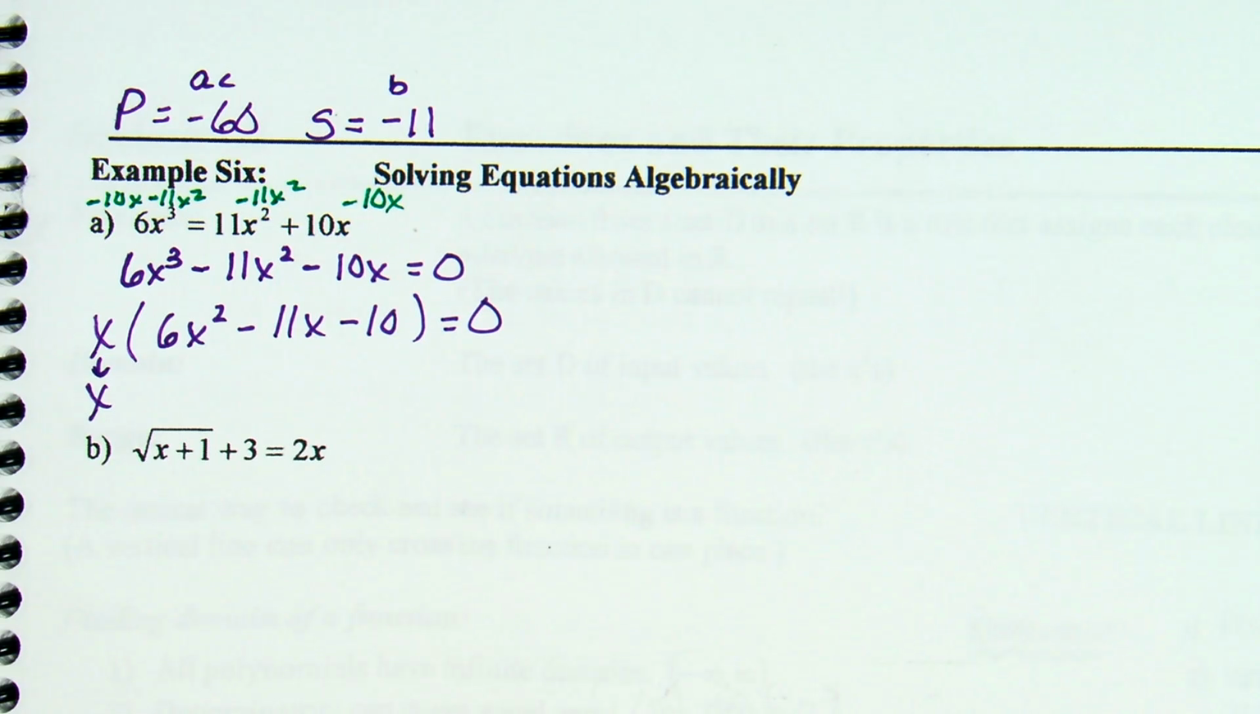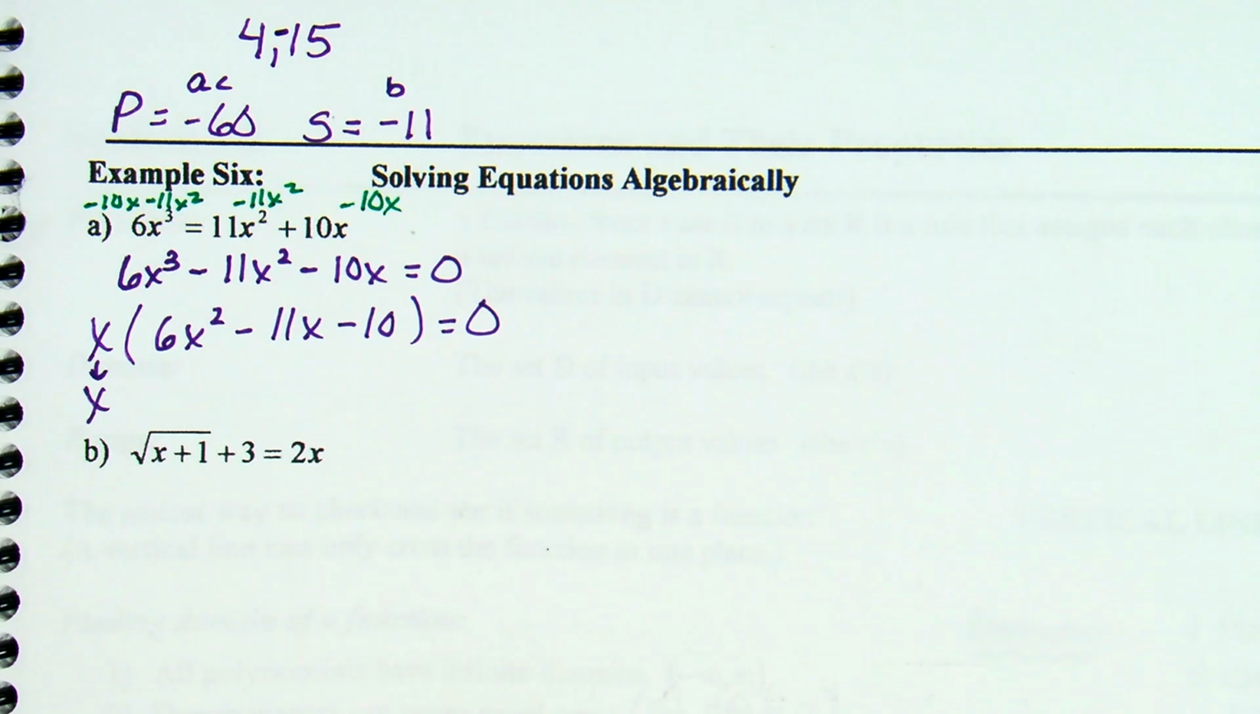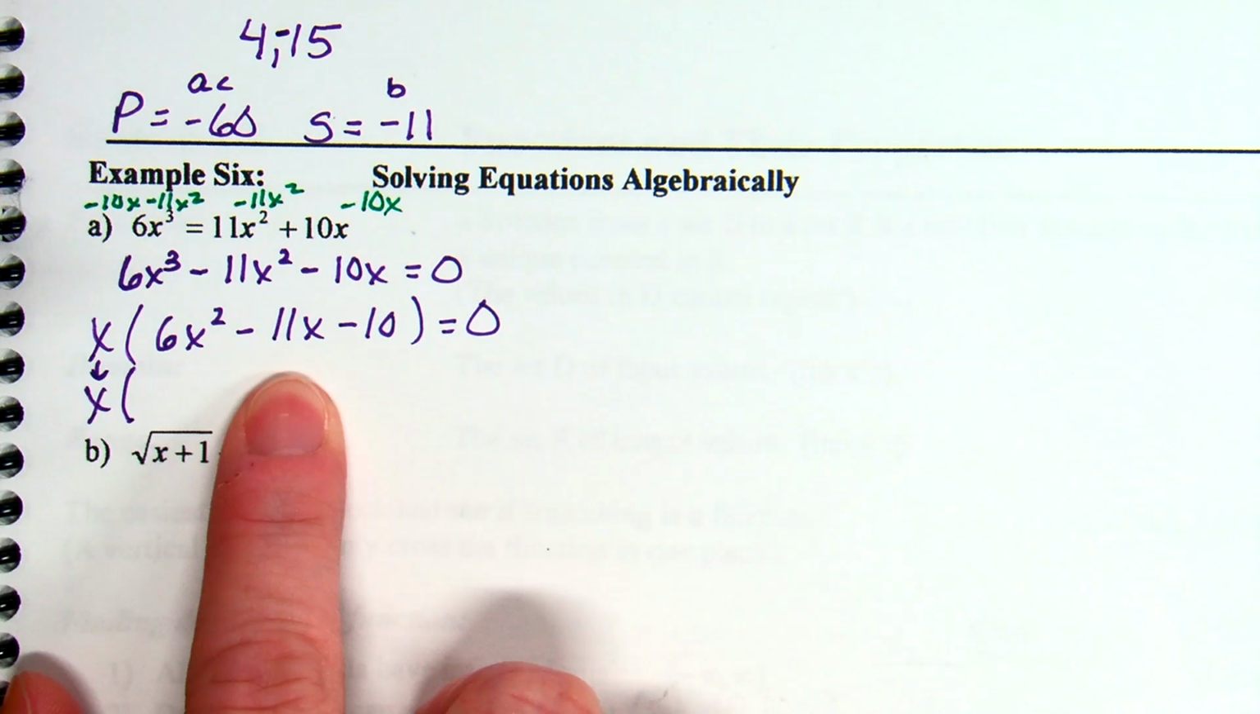1 and 60, 2 and 30, 3 and 20, 4 and 15, 5 and 12, 6 and 10. I think I got all the options. Was there a working option in there? 4 and 15. Yep. You see how I went in order, right? Trying to figure out my pair. 4 and negative 15, because it adds to be negative 11. So do you remember what to do with this 4 and negative 15?